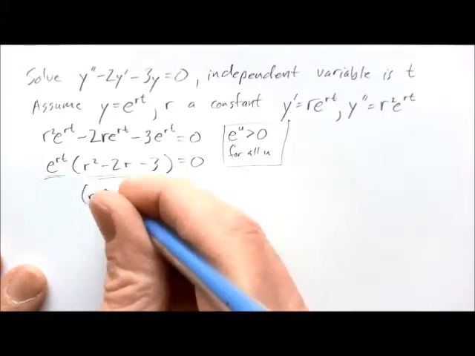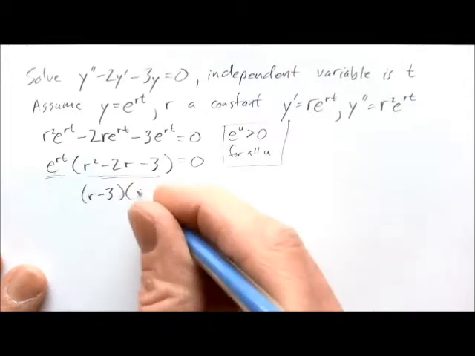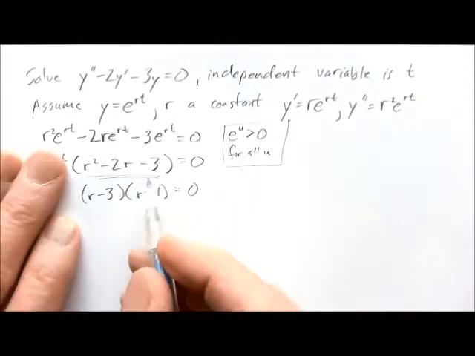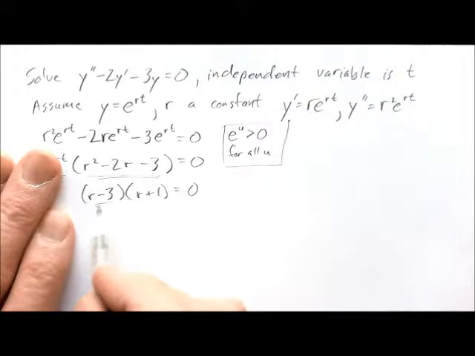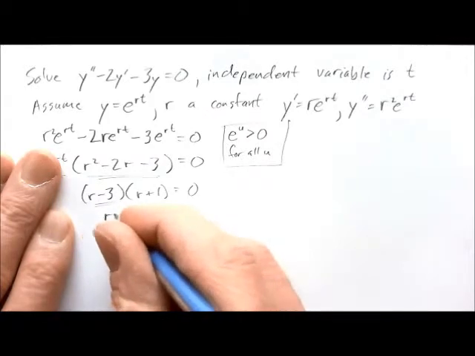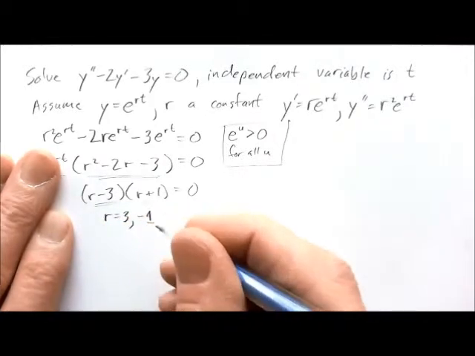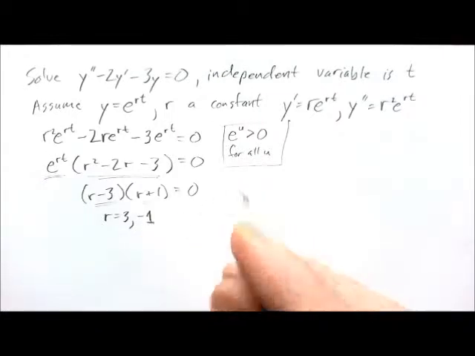We get r minus 3. We're solving by factoring. r minus 3 times r plus 1 equals 0. So I'm setting this part equal to 0 and factoring. And so now I have a product of two things that equals 0. So that means one or the other has to be 0, which would occur when r was 3, or r equals negative 1. Okay, so as solutions then, that gives us two possible solutions.